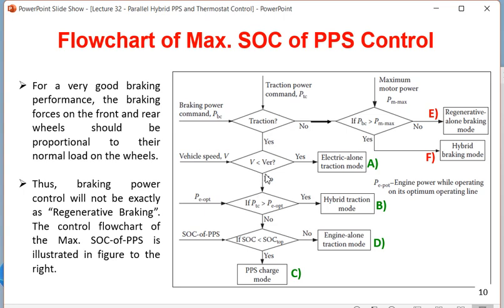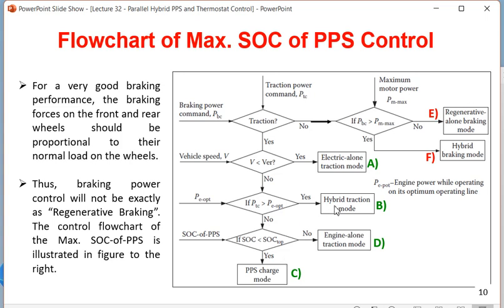If it is less than VEB, then you have to do electric alone traction mode. If the vehicle speed is greater than VEB, then we have to see whether the demanded power is greater than engine power or less than engine power. If demanded power is greater than engine power, then engine alone cannot supply the power of PL. Then engine has to request the hybrid source, that is the secondary source, battery source, to come and contribute some power for PL. Then the vehicle goes into hybrid mode.